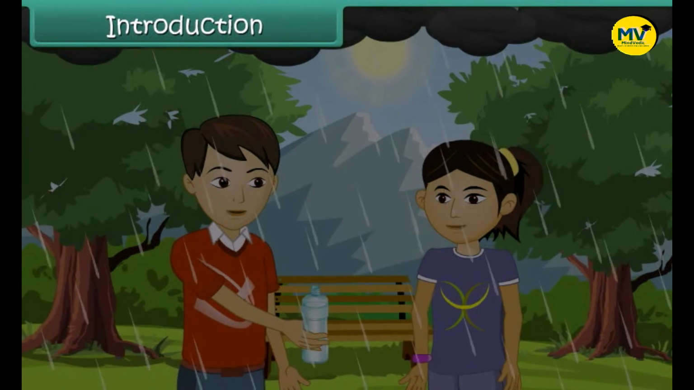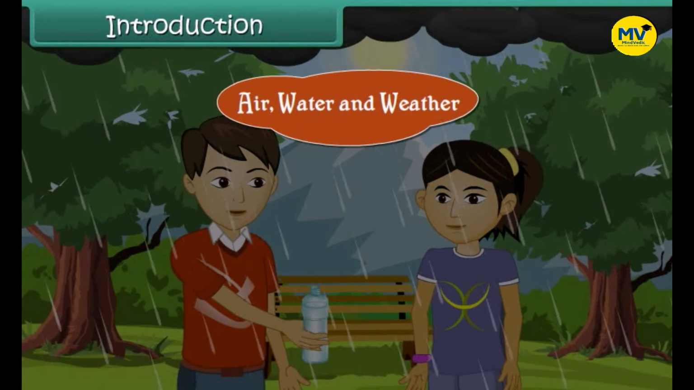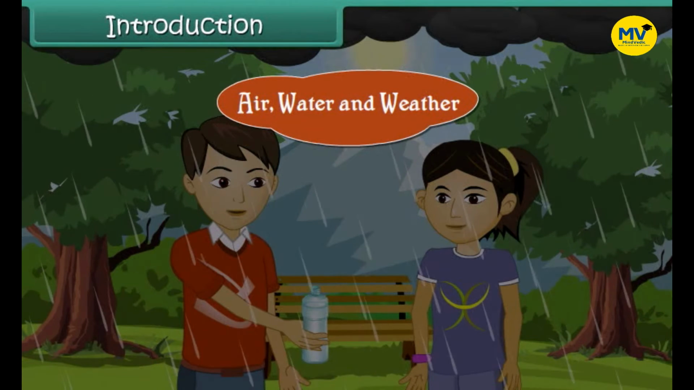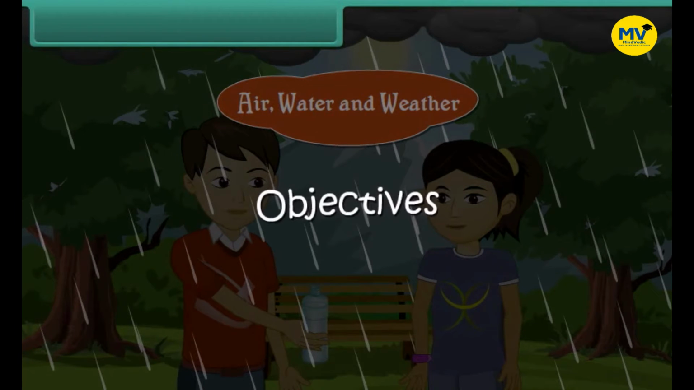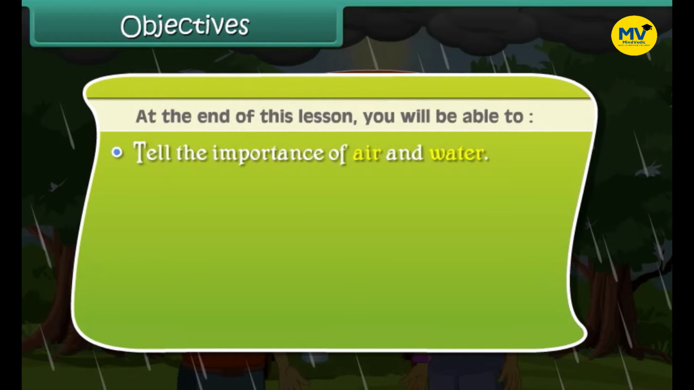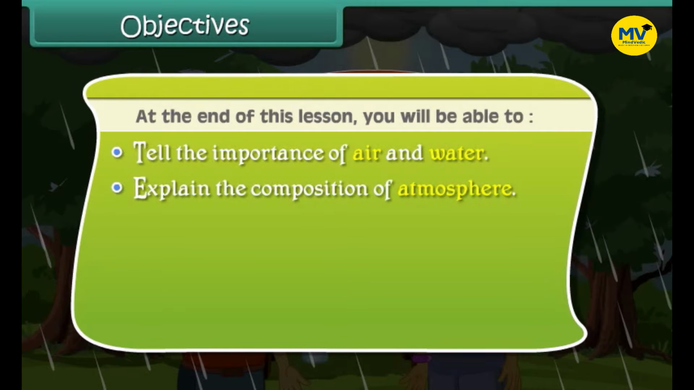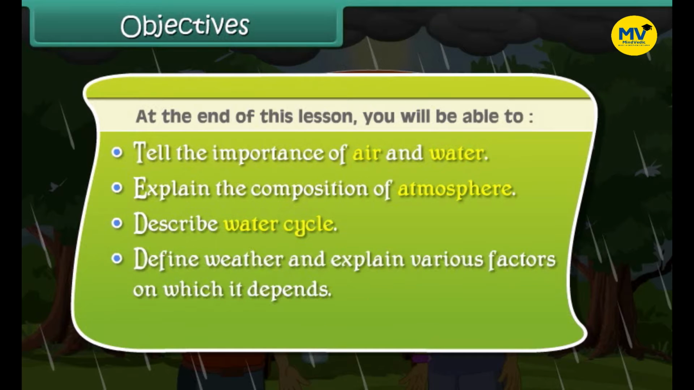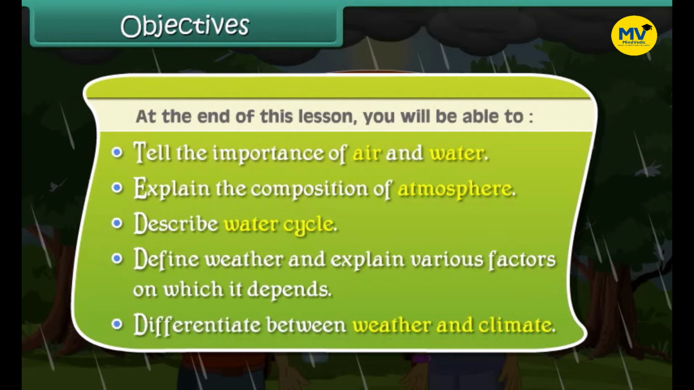Children, in this lesson we will learn about air, water and weather. Objectives. At the end of this lesson, you'll be able to tell the importance of air and water, explain the composition of atmosphere, describe water cycle, define weather and explain various factors on which it depends. Differentiate between weather and climate.